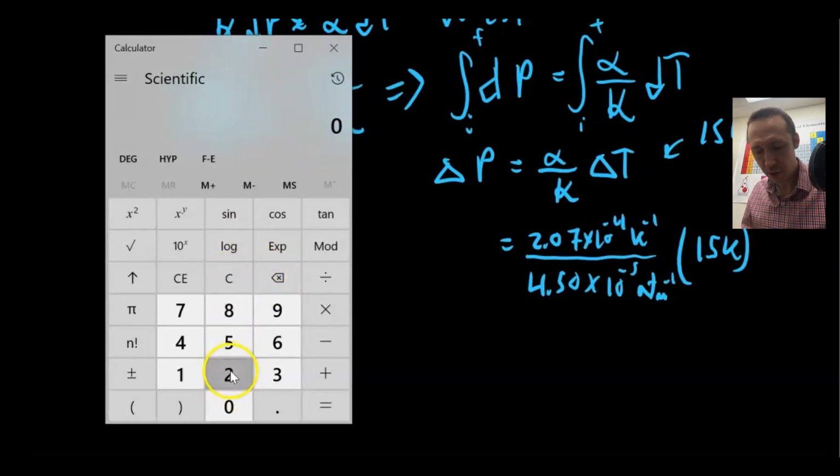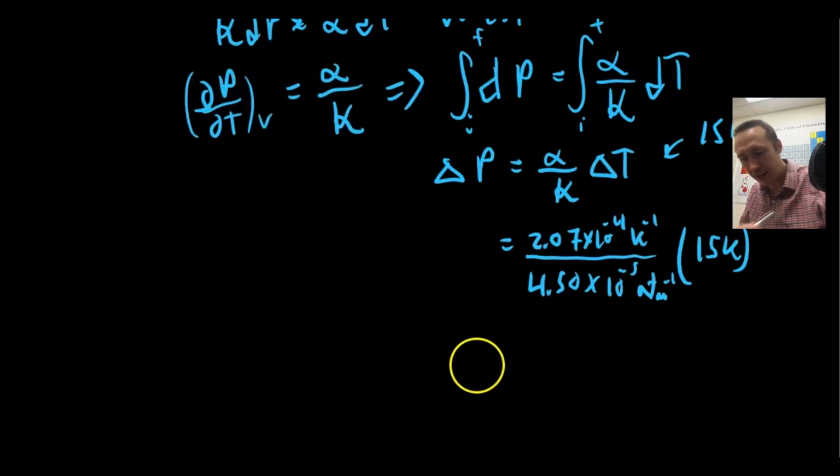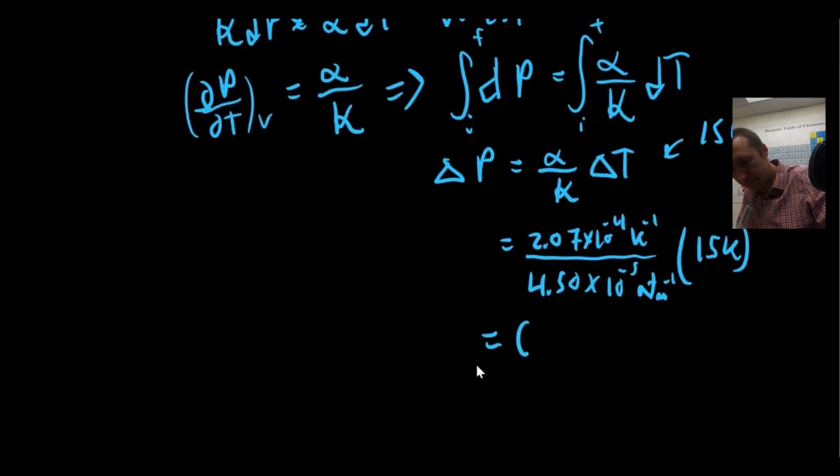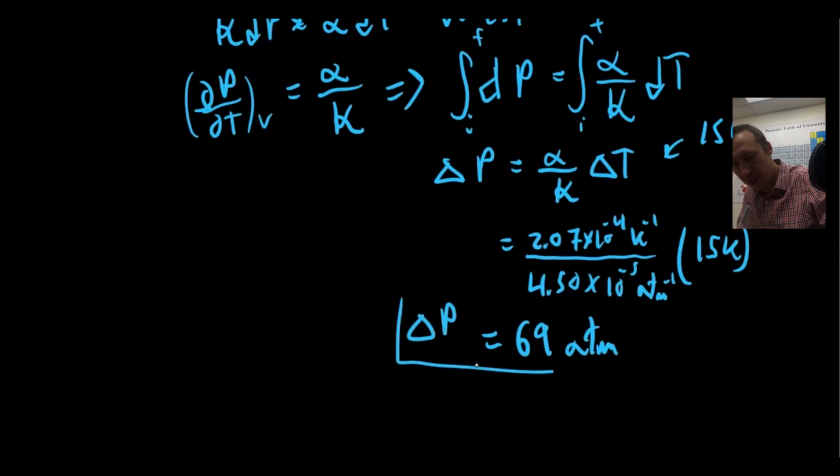2.07 times 10 to the negative 4 divided by 4.5 times 10 to the negative 5, times 15. All right, that's 69 ATM. That's our change in pressure.